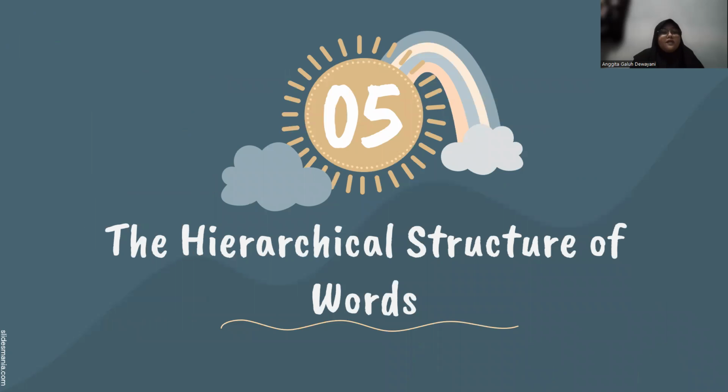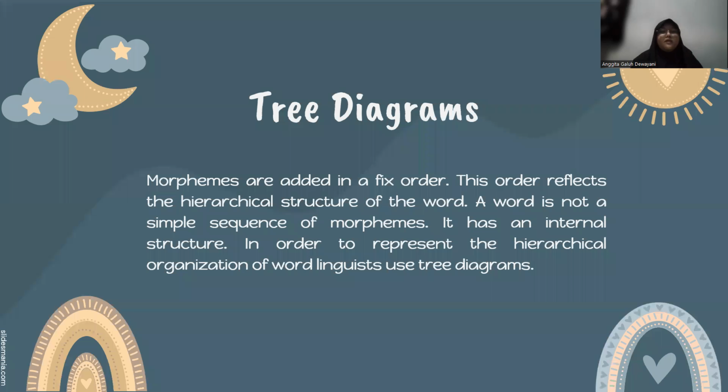And then the fifth, or the last one, is the hierarchical structure of words. Tree diagrams. Morphemes are added in a fixed order. This order reflects the hierarchical structure of the word. A word is not a simple sequence of morphemes. It has an internal structure. In order to represent the hierarchical organization of words, linguists use tree diagrams.